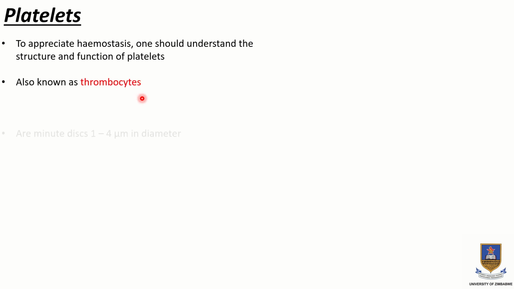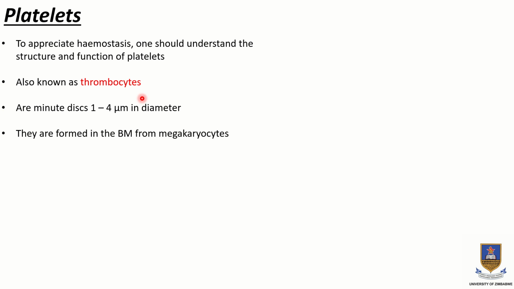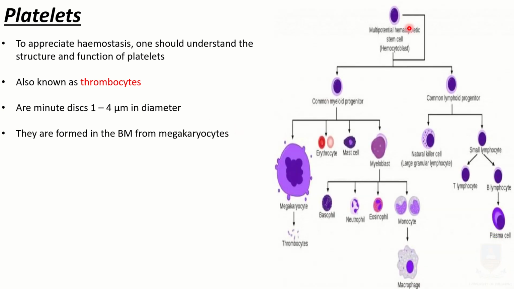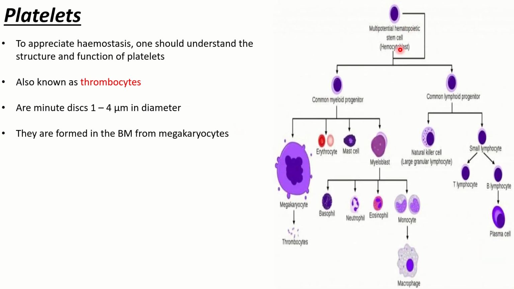They are also known as thrombocytes, and they are minute discs which are 1 to 4 micrometers in diameter. They are formed in the bone marrow from megakaryocytes. So this is what happens. We have a multipotent hematopoietic stem cell which is activated via its receptor by transcriptional factors. It then differentiates into a common myeloid progenitor, which again is activated by thrombopoietin, and it divides into a megakaryocyte and forms platelets.